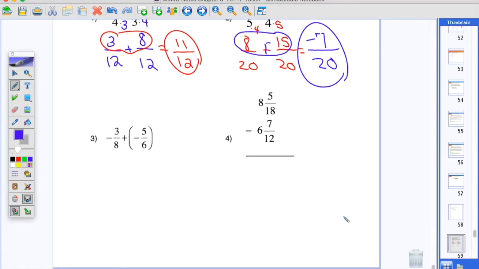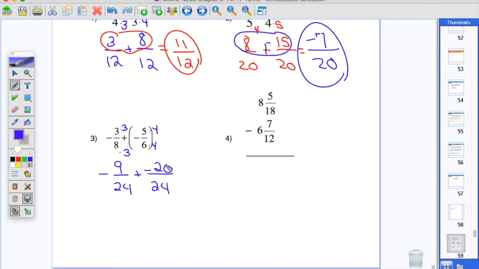Number 3 is negative 3/8 plus a negative 5/6. First thing we need to do is find a common denominator. So it's negative something plus another negative number. 6 and 8 both go into 24. So 8 times 3 is 24, and 3 times 3 is 9. 6 times 4 is 24. So 5 times 4 is 20.